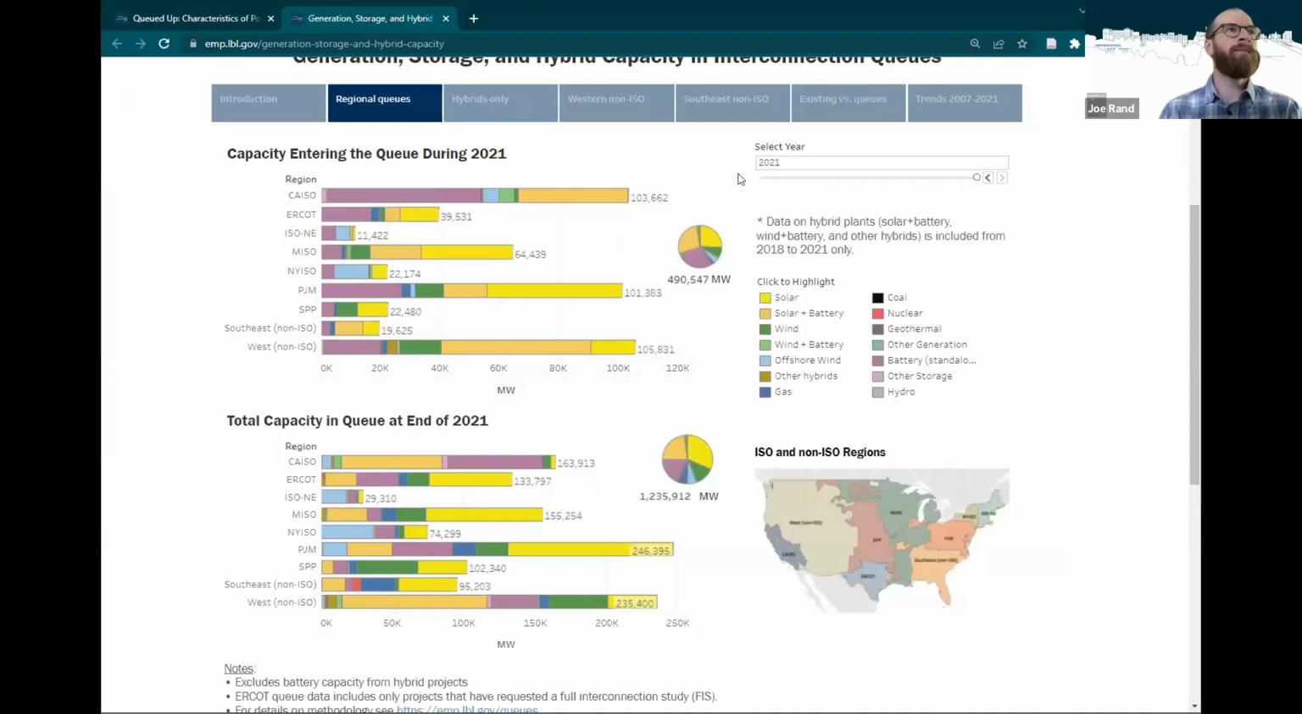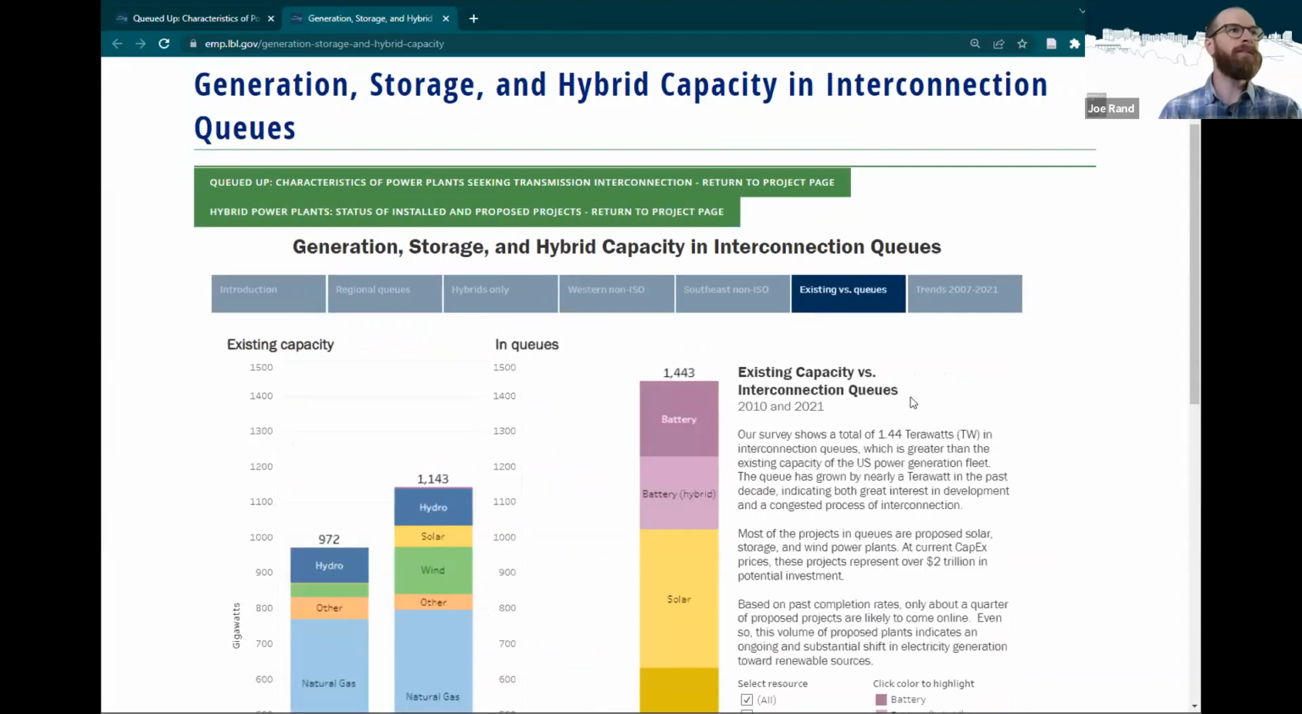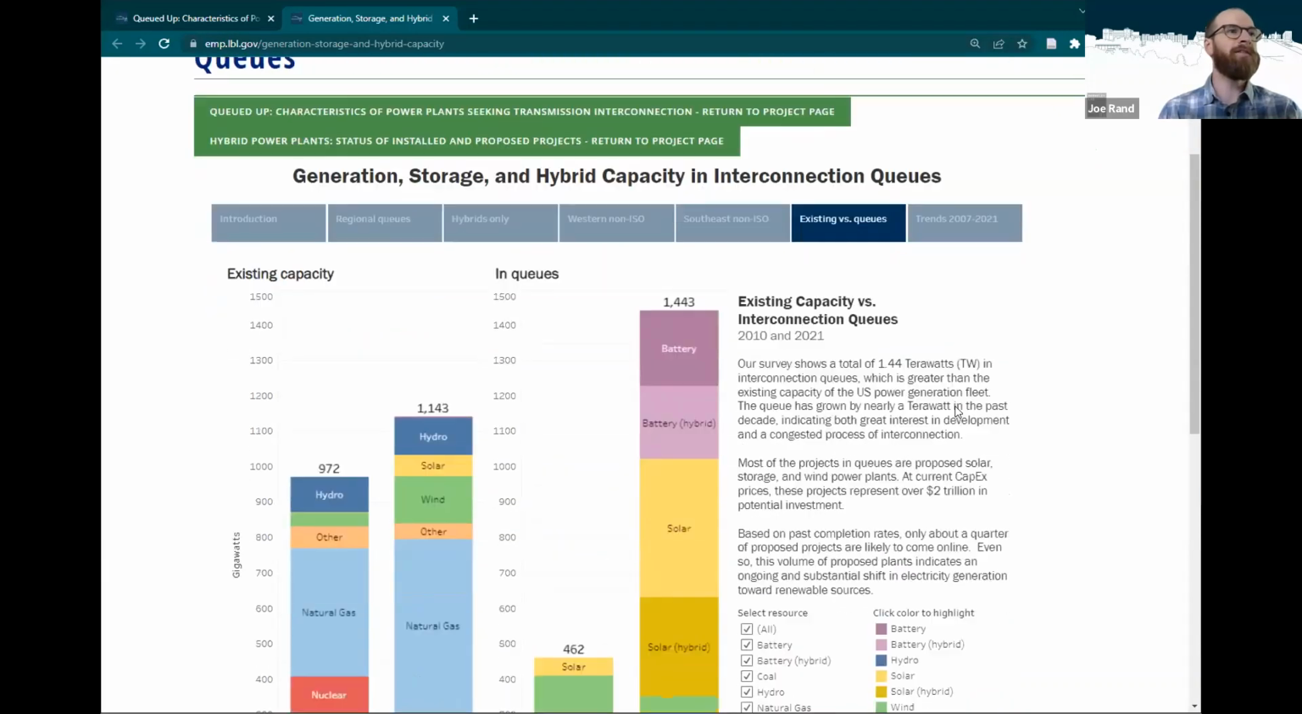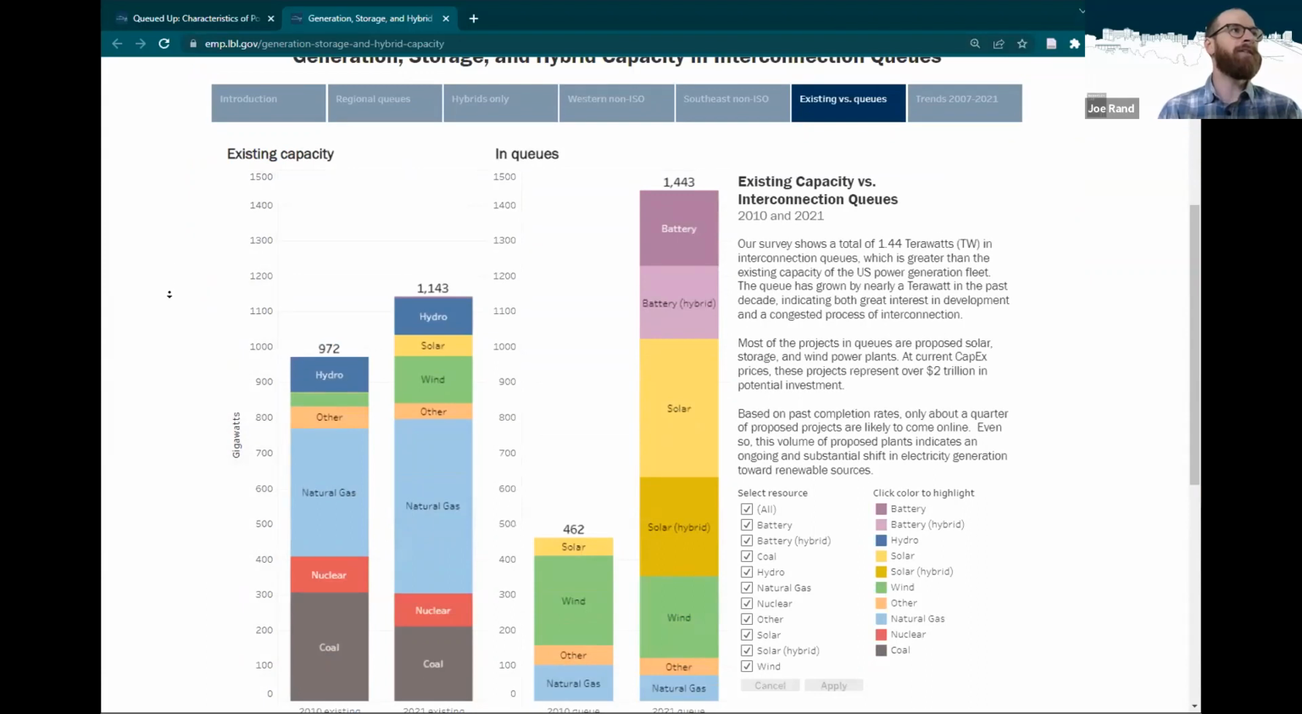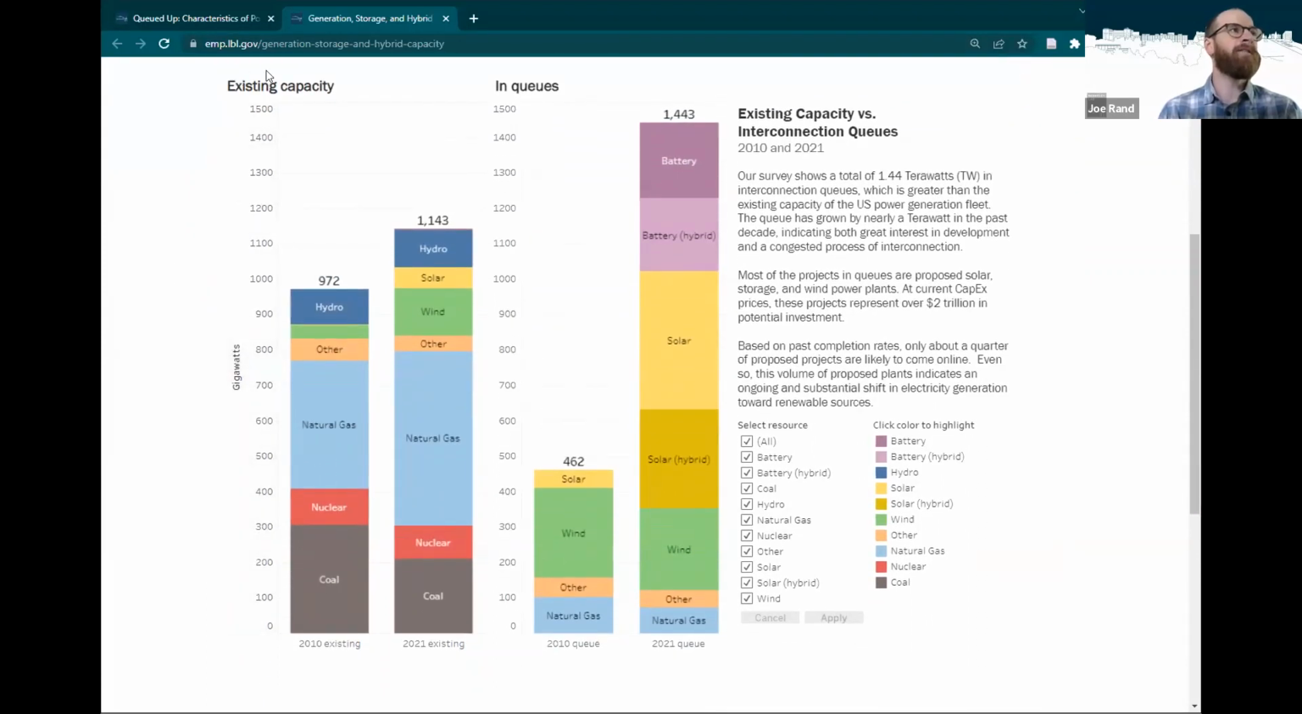Just for the sake of time, maybe I'll just highlight one or two more of these tabs. I think this one is pretty neat. This is a new visualization we created this year showing the existing generating capacity in the United States. That's shown here on the left. In 2010 and in 2021, just the makeup and capacity of different resources that are already connected and providing power to our grid, as well as comparing that to what's in the queues. So again, 2010 and 2021, and remarkably this year, as of the end of 2021, we actually have more capacity in interconnection queues than our total installed fleet of power plants in the US.